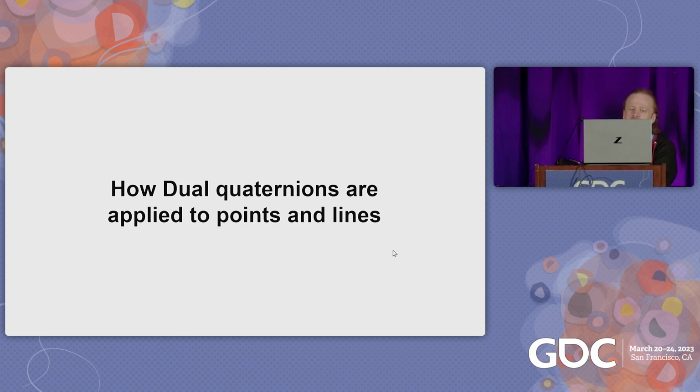All right. How dual quaternions are applied to points and lines. This is really important because video games are mostly about vertices; graphics programming is significantly about vertices. If we've got some dual quaternion, we want to apply it to a point. We might also want to apply it to a line as well.